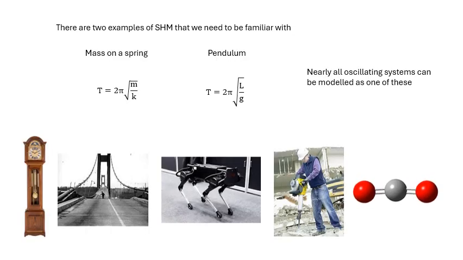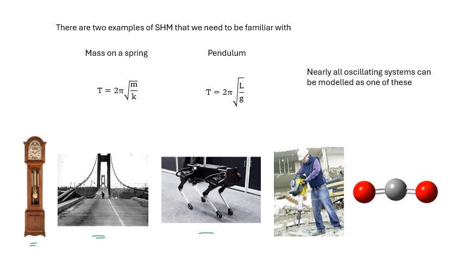Now, there are two examples of SHM that we need to be familiar with, and that's the mass on a spring and the pendulum. In real life, there are lots and lots of things which oscillate. Looking at these pictures here, you've got a grandfather clock with a pendulum. Hopefully you've seen the video of the Tacoma Narrows Bridge. If you haven't, make sure you look it up. That was oscillating, and it can be modelled.